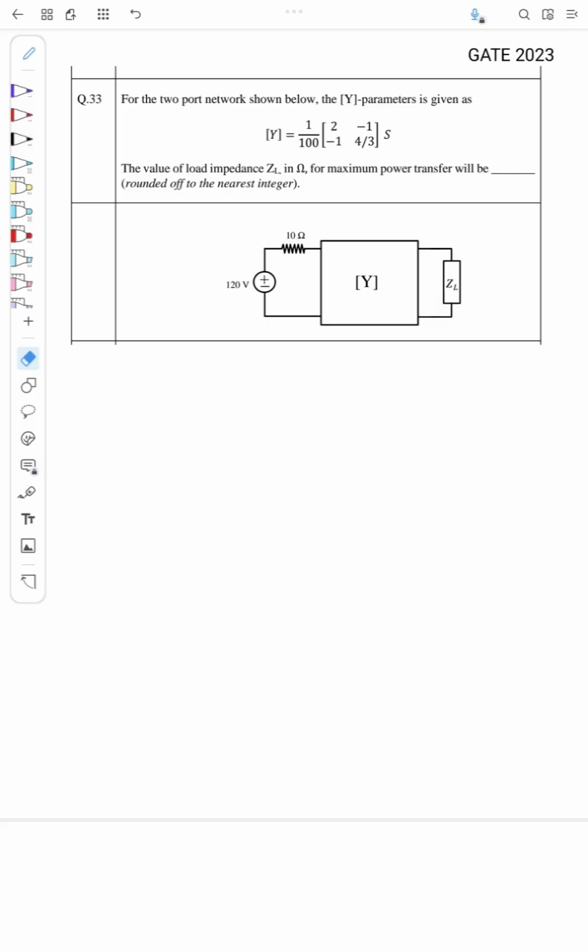From GATE 2023, the question is: for the two-port network shown below, the Y parameters are given as the matrix Y equal to 1 by 100, [2, -1; -1, 4/3] Siemens. The value of the load impedance ZL in ohm for maximum power transfer will be.